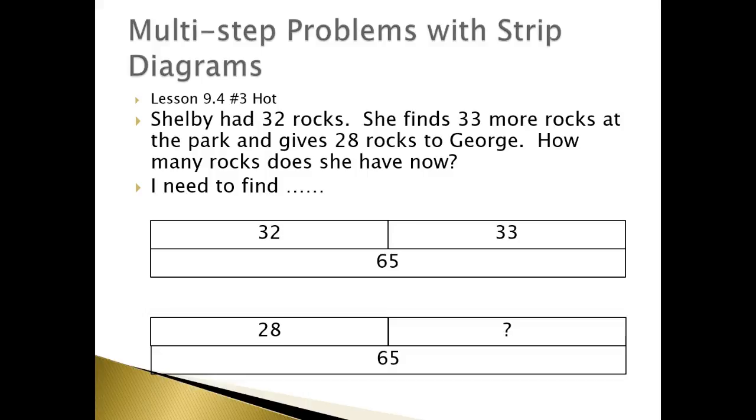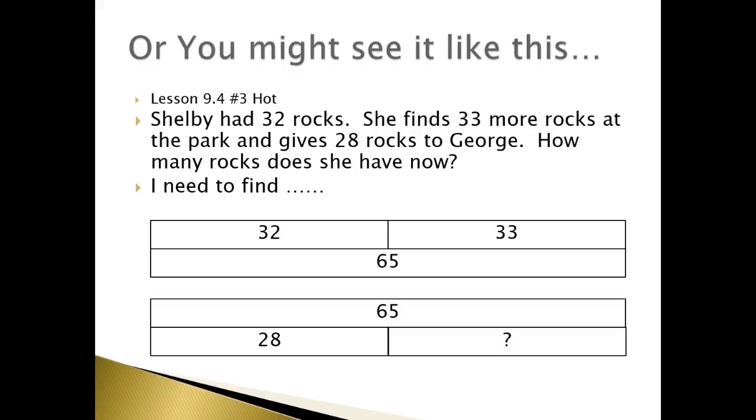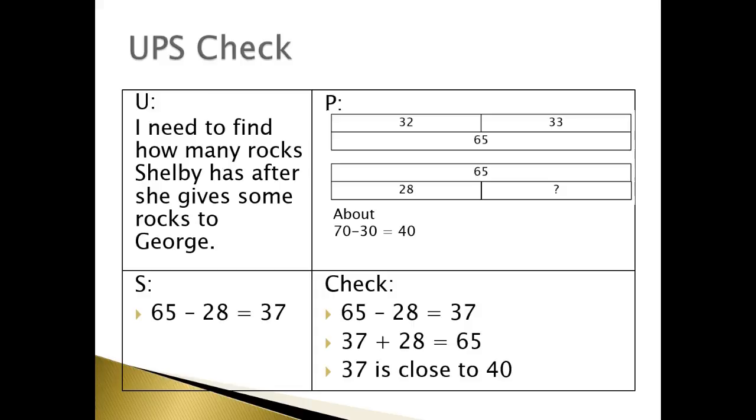So the kids might think, I need to find. This is a multi-step problem, and one way to do this with diagrams is to first build your addition of 32 plus 33 equals 65, and then have your strip diagram with your 28 that you have to give away. So then we are subtracting. So this is what it could possibly look like. And with this particular problem, we could use UPS check.